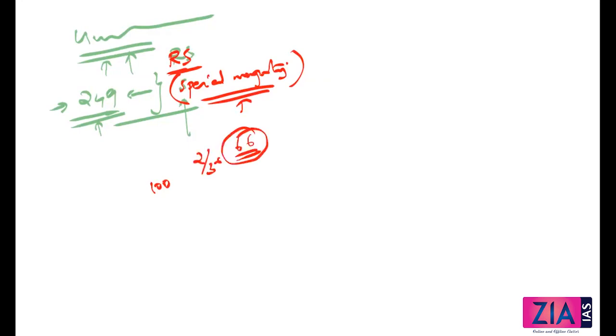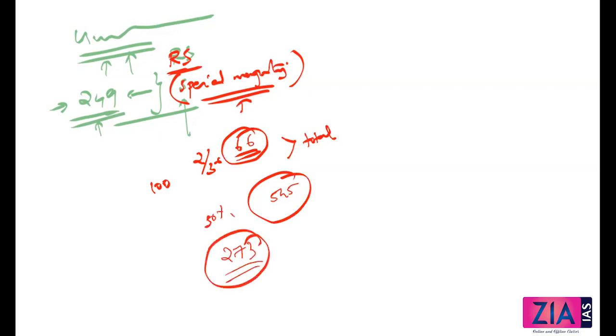But at the same time, it should be more than 50% of the total. Suppose 545 is the total, right? Then what is more than 50% of the total? It has to be 273. Okay, so that is what you mean by special majority.